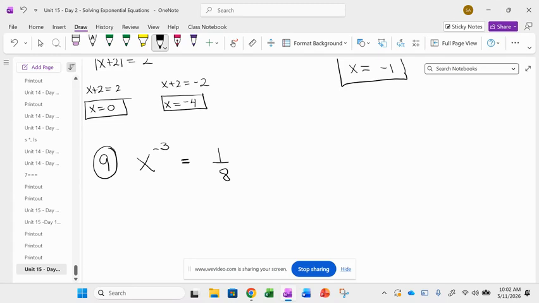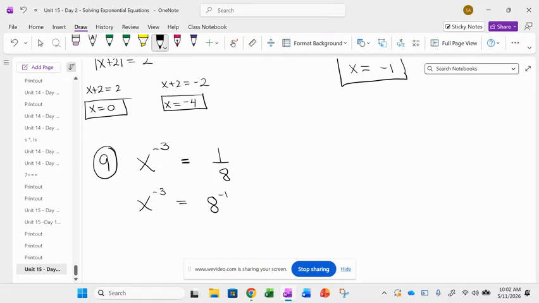What do you think I would tell you to do with that 1/8? Put it to the negative power. I would first put it to a negative first, right? So I would have x to the negative third equals 8 to the negative first. Am I able to set these equal to each other right now? No.